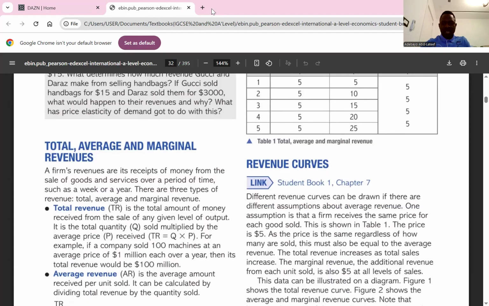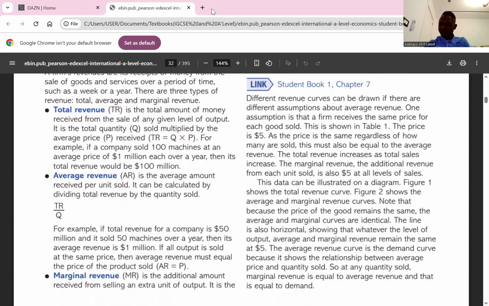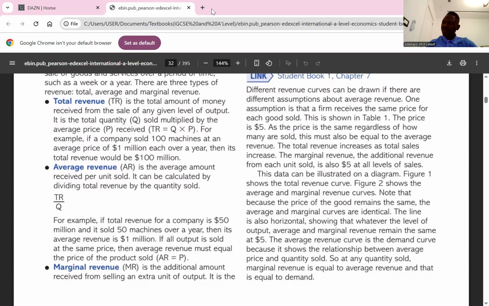So go to revenue curves. Are you there? Yes. Okay. Revenue curves represent the relationship between a firm's revenue and the quantity of output produced or sold. So we call it a revenue curve because it shows the relationship between the price of the product, which will relate to the revenue, and the quantity sold of the product. I think it's clear. There are different revenue curves.